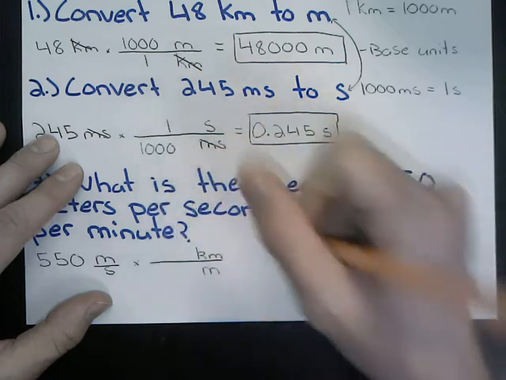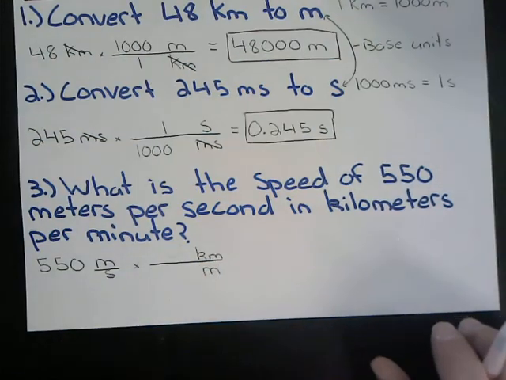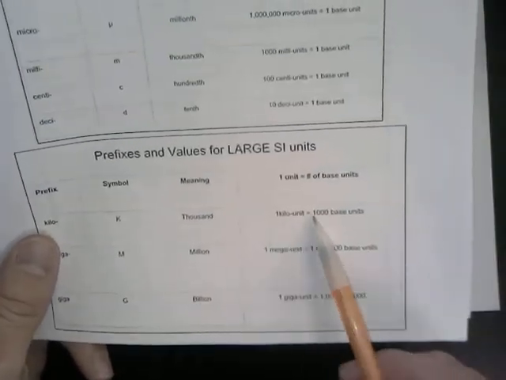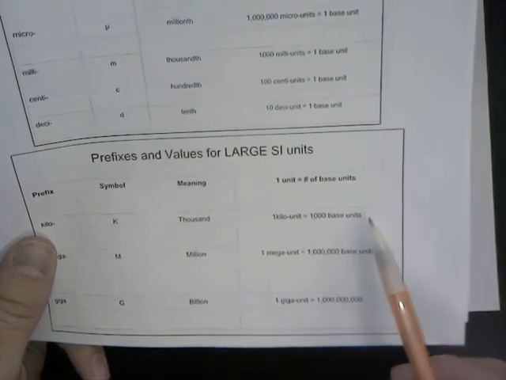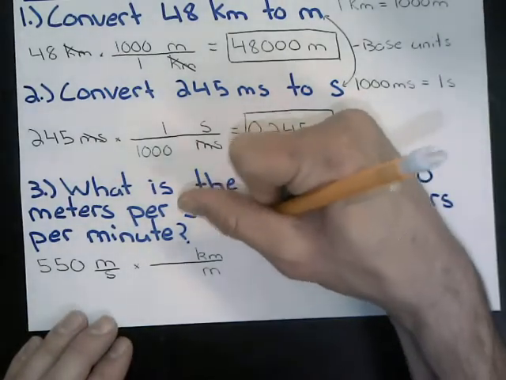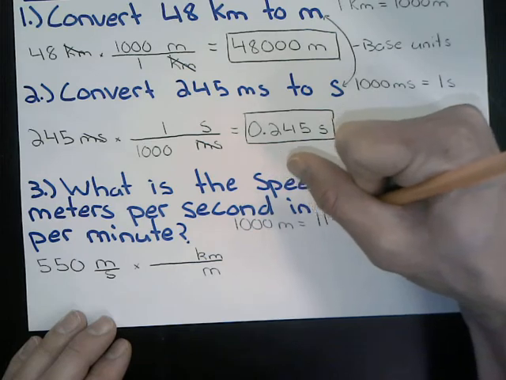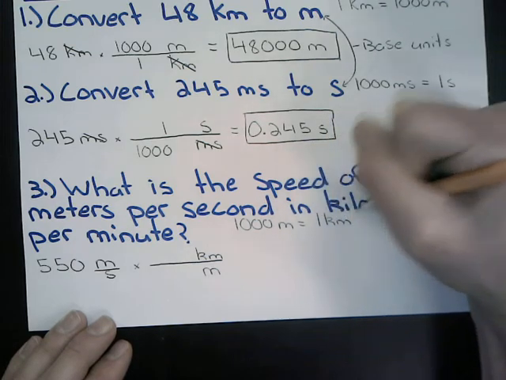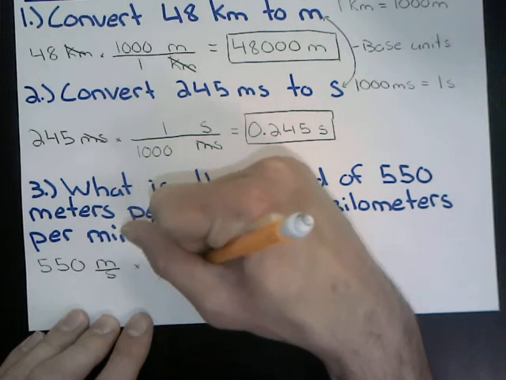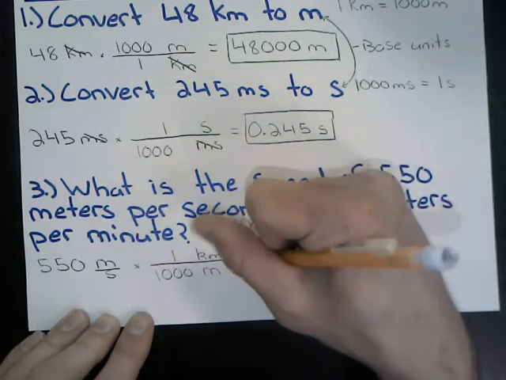Now again, we want to relate our base unit of meters to kilometers. So again, you find kilo on your sheet here. 1 kilo unit is equal to 1,000 base units. Remember, the base unit here is meters, so that means 1,000 meters is equal to 1 kilometer. So 1,000 is associated with meters. We put 1,000 on bottom. And then kilometers is associated with 1. We put that on top.